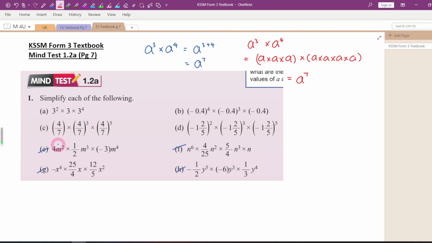Okay, now let's look at question E. Another one is, how about if I give you 3m, what does this mean? It means 3 times m, right? Okay, now let's look at part E.